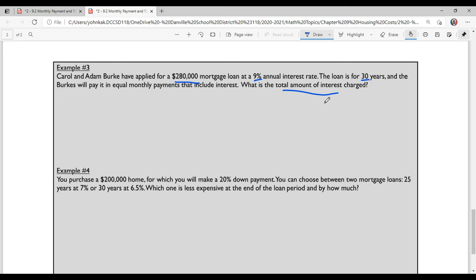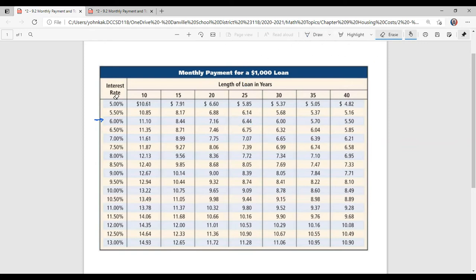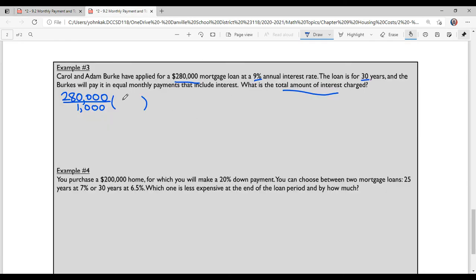Okay, well, we have no down payment, so that's good. So we can jump right into monthly payment. We can take the price of the mortgage, $280,000, divide by 1,000, and multiply by the table value. So 9%, 30 years. Looks like 805. So if I go ahead and do this calculation, I get $2,254. That's our monthly payment.